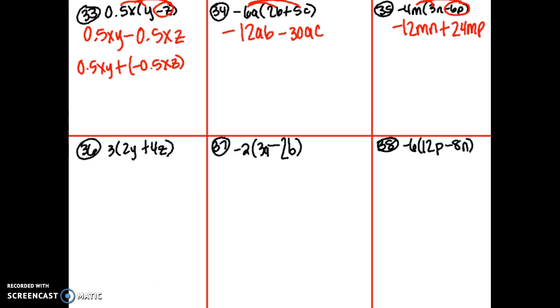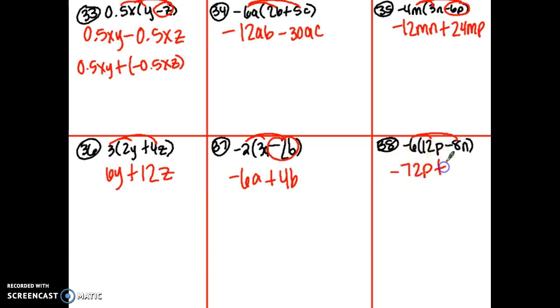Alright, 3 times 2y plus 4z. 3 times 2y is 6y. And 3 times 4z is 12z. 6y plus 12z. Negative 2 times 3a is negative 6a. Negative 2 times negative 2b is positive 4b. Negative 6a plus 4b. Negative 6 times 12p is negative 72p. And negative 6 times 8n is positive 48n. Negative 72p plus 48n.